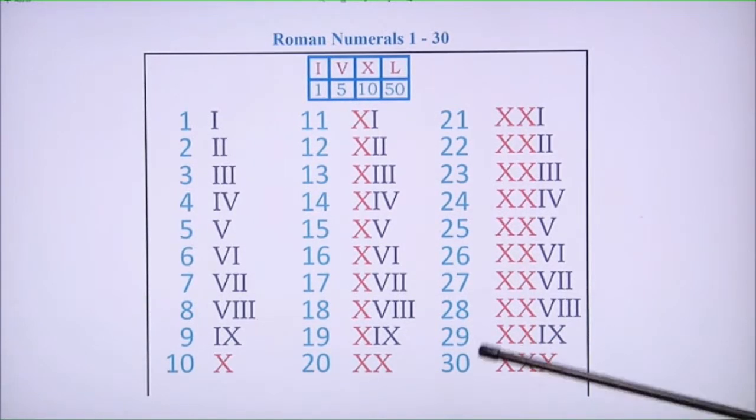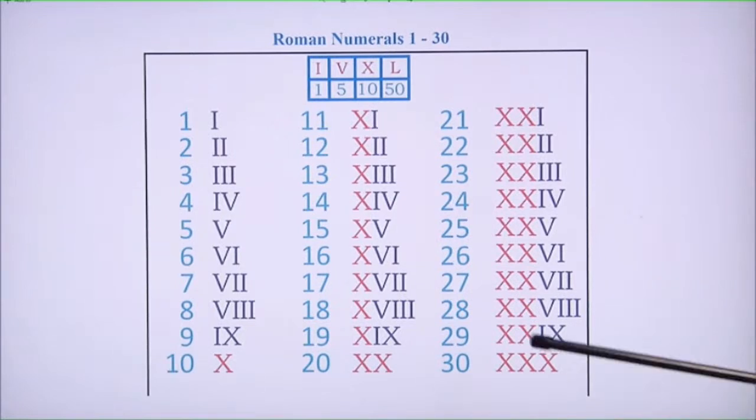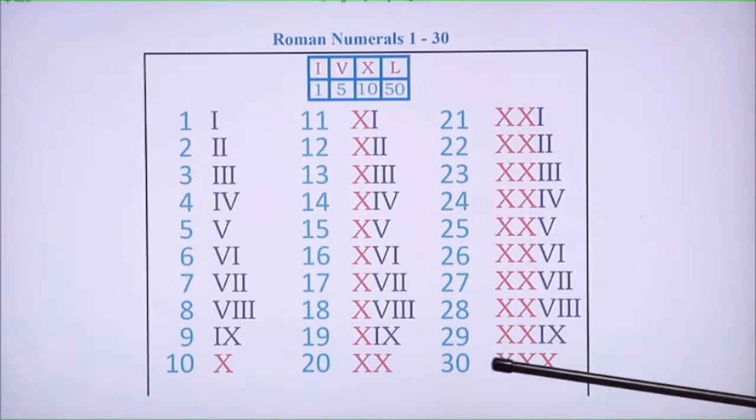And then 30, XXX. 10 of the X. When we multiply 10 by 3, we will get 30 because we have 3 of the X over here. 1, 2, 3. So it's 30.